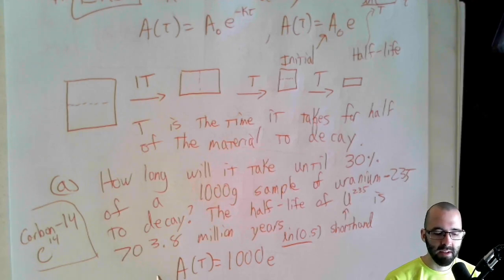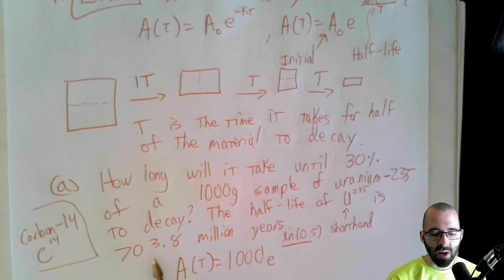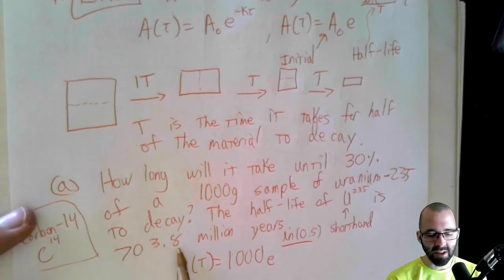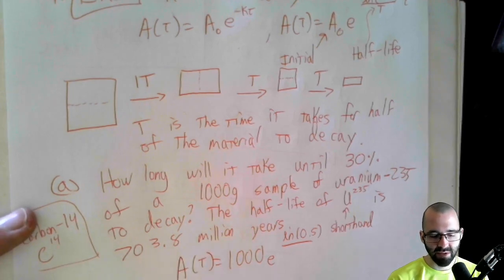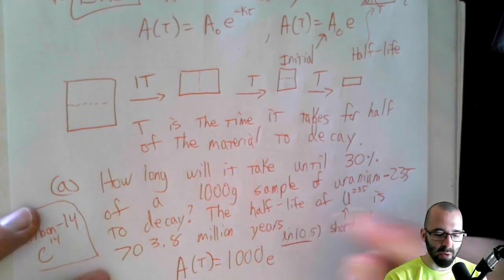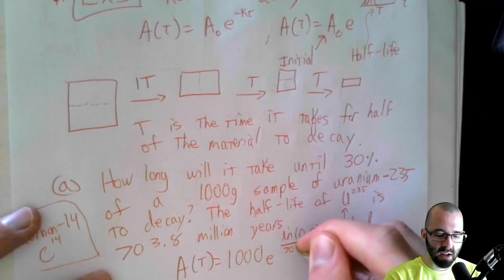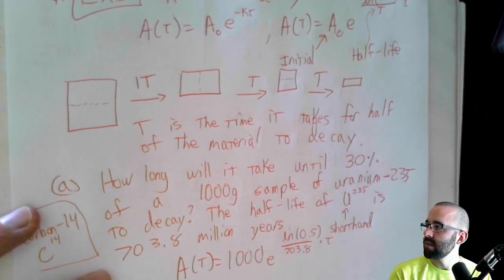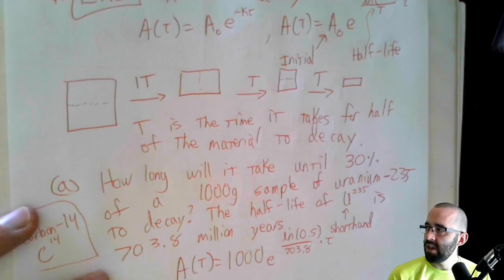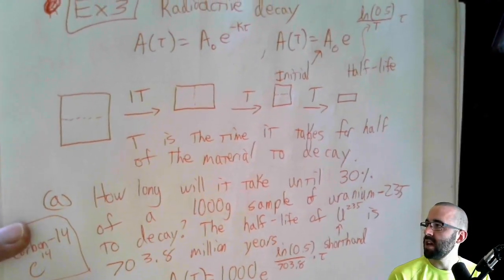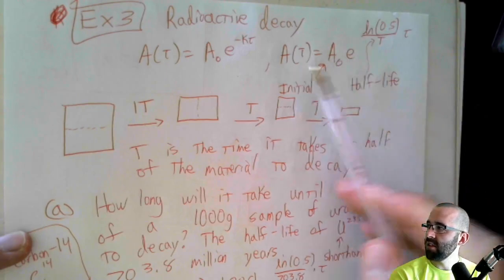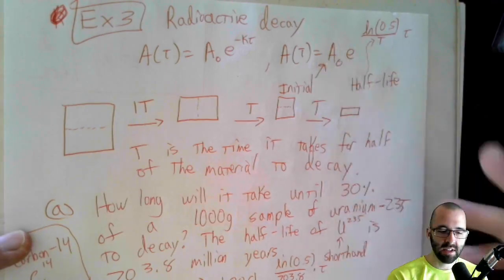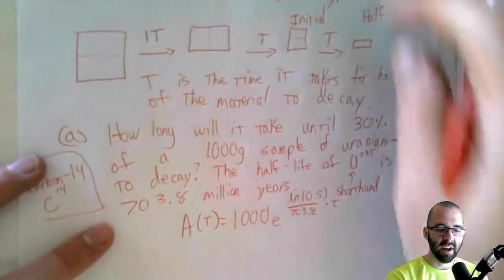So, do you want to write 703.8? Or do you want to write 703 million years, 800,000? It's up to you. Just remember what you choose. I'm going to have everything in terms of million years times T. This is our formula, plugging in everything we know so far into here. That's our A of t.